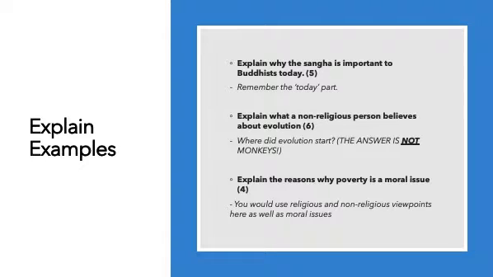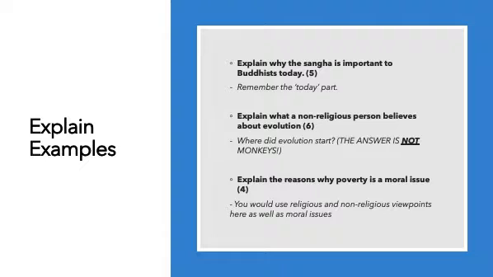So explain examples would be: explain why the Sangha is important to Buddhists today. Remember the today part. Don't just tell me all about the Sangha. Explain what a non-religious person believes about evolution. Now watch out for this one. We want to know what happened at the start of evolution. Don't just jump straight into the part where you're talking about how we came from primates. Please make sure you're starting from the start of evolution when you're explaining a non-religious person's view on this, the same as you would go back to the start when you talk about Genesis and a religious viewpoint.